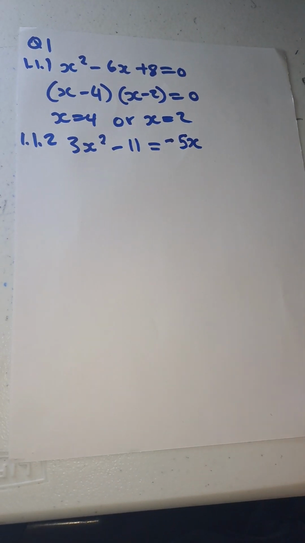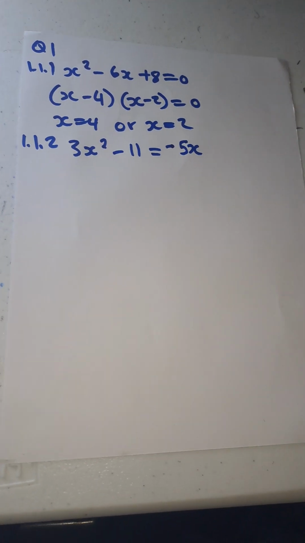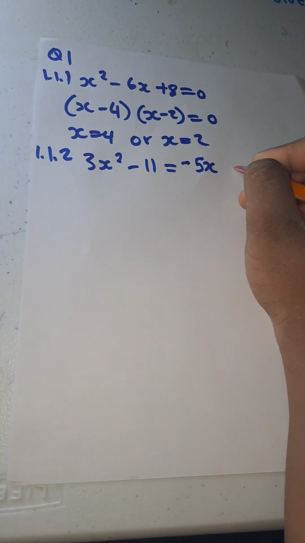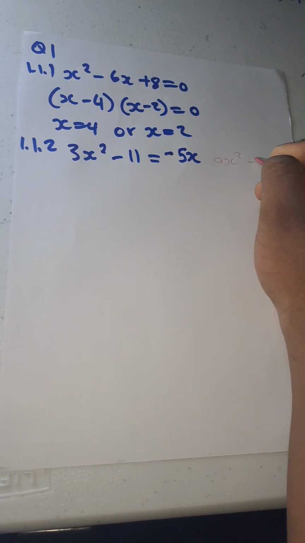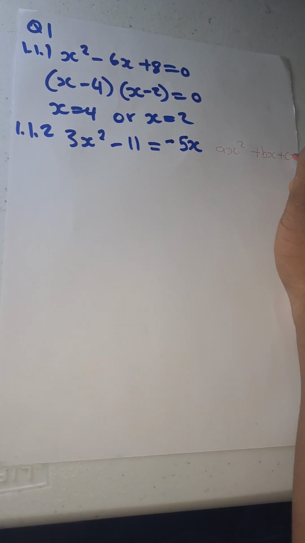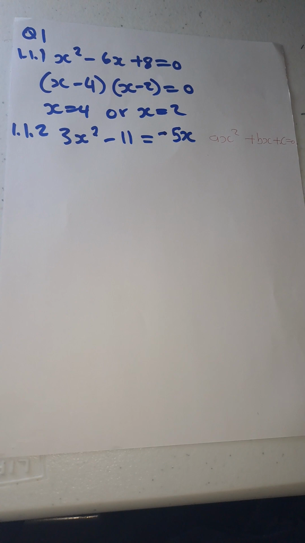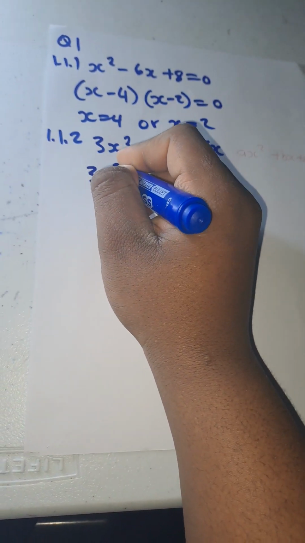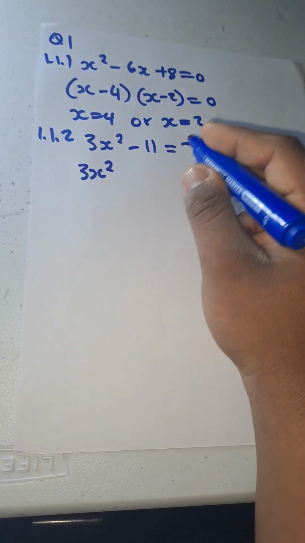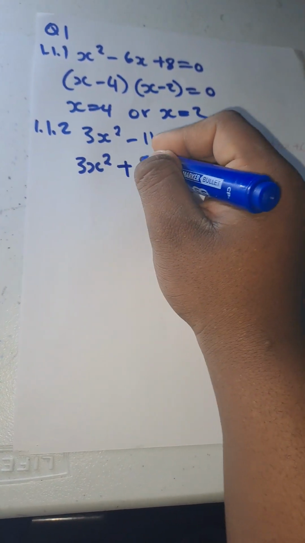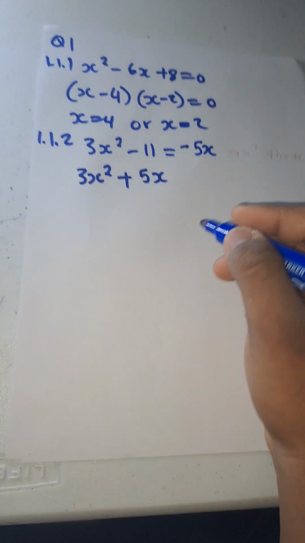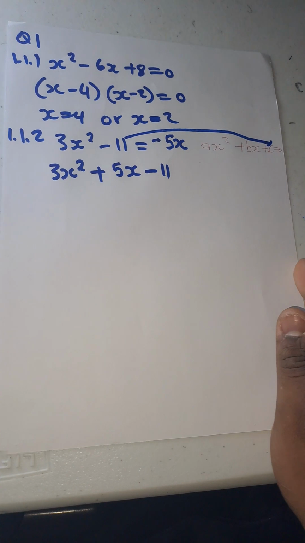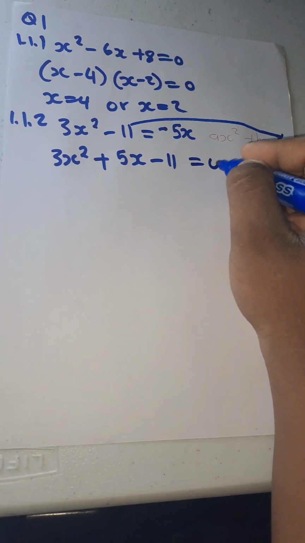So now check. Remember what I said. Please, guys, it is very important. You see now they already messed it up. It is not in order. Follow this order. This equation must be in that order. So now it will be 3x squared plus 5x minus 11, because this 11 is the value of c. And then it equals 0.